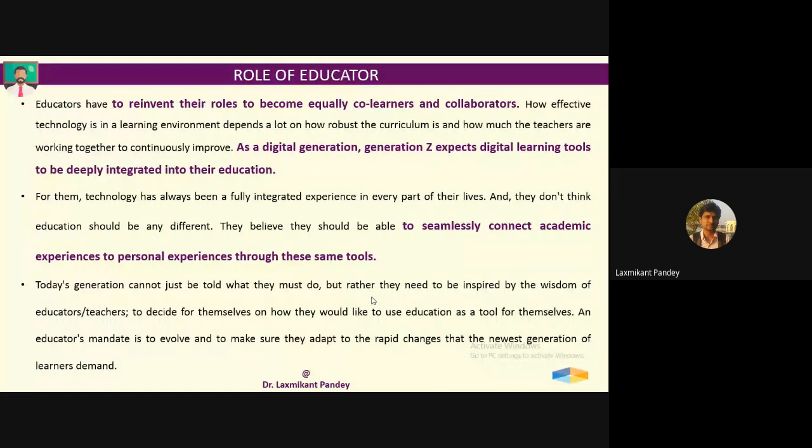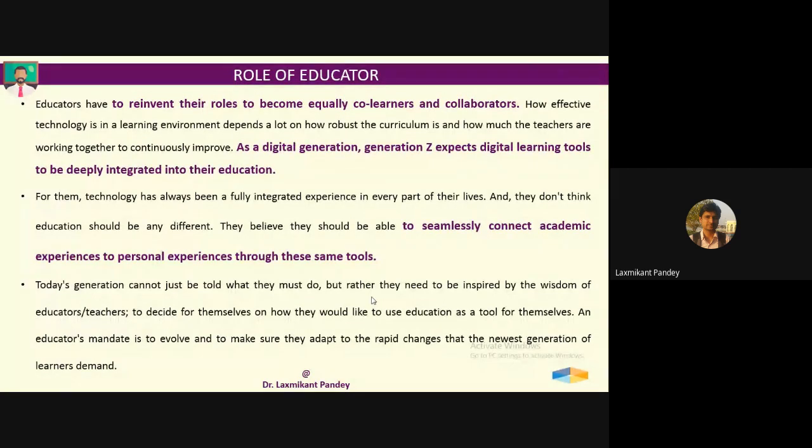Now, as I told you, what is the exact role of the educator? Educators have to reinvent their roles to become equally co-learners and collaborators. Co-learners, because the teachers who normally use the blackboard for teaching are very resistant to using IT gadgets. They are not very comfortable with laptops, computers, or other kinds of gadgets which are being used nowadays in teaching methods.